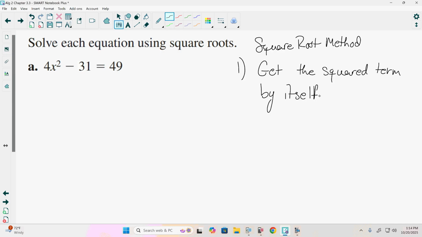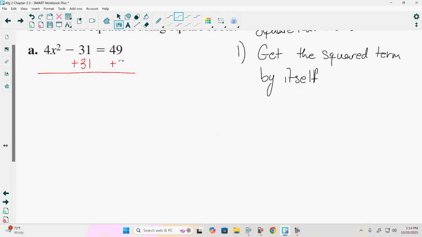So here our squared term is x squared. However, we do have a few things with it. So the first thing we're going to want to move is the 31. Since it's being subtracted, we're going to add, because negative 31 plus 31 is going to be 0, leaving us with 4x squared on the left-hand side. Now 49 plus 31 is going to be 80.